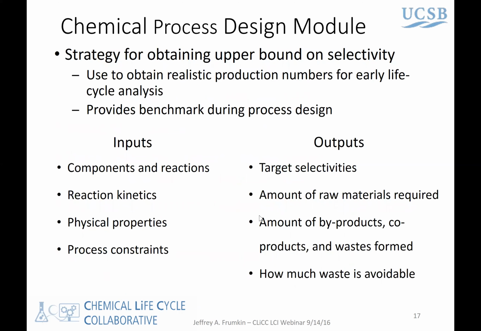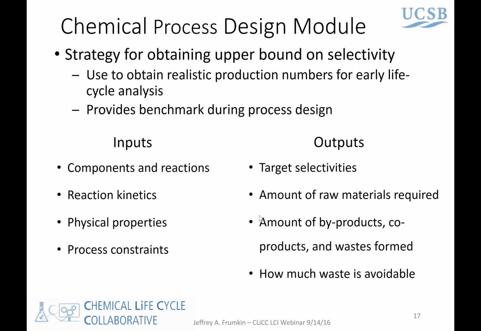So to overcome this, we've been developing this chemical process design module. This is based on a strategy for obtaining an upper bound on selectivity, so the highest selectivity you could ever hope to achieve, completely independent of process design. And with this upper bound on selectivity, we can obtain realistic production numbers for early life cycle analysis, or rather, we can find production numbers based on the very best case scenario. Furthermore, this upper bound on selectivity provides a benchmark during the process design phase, which is very useful for designers of chemical plants.